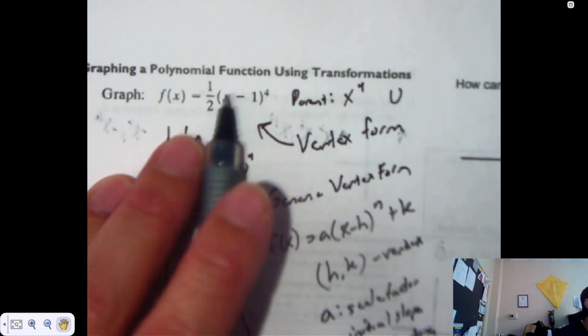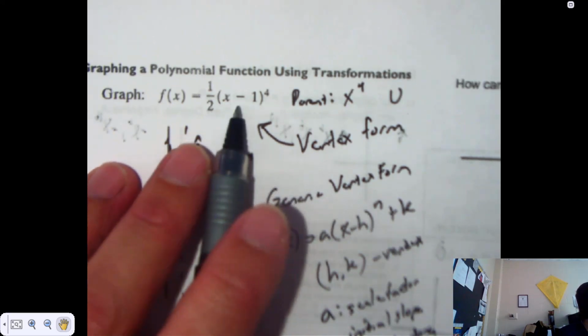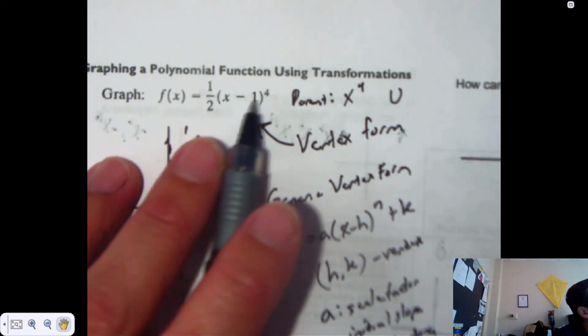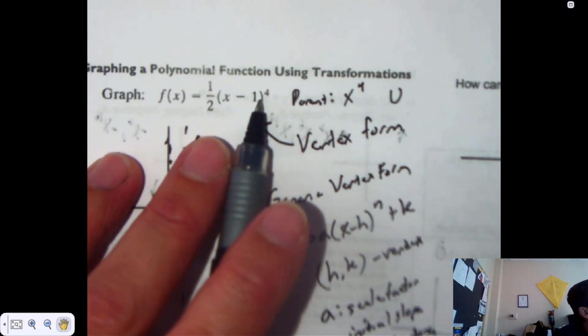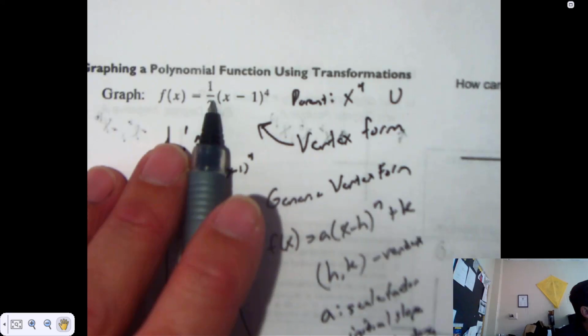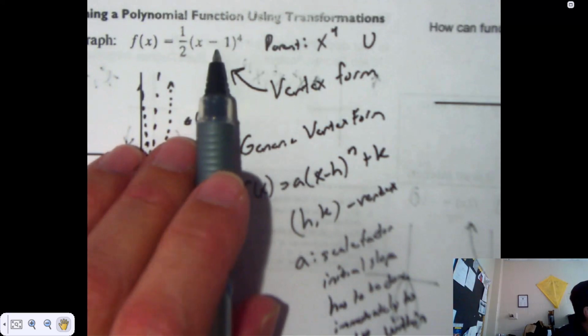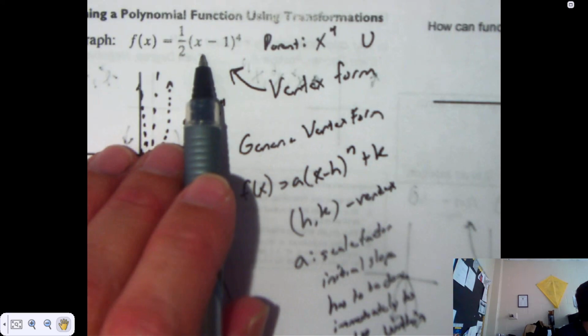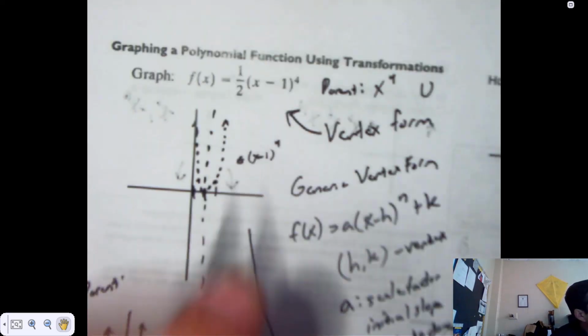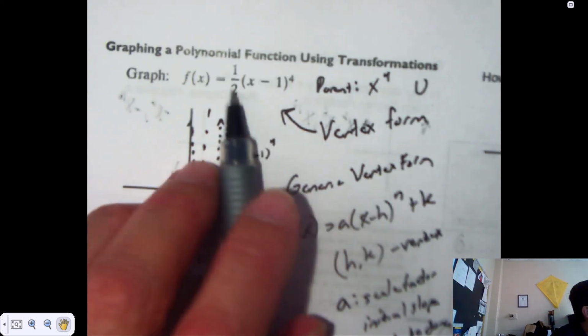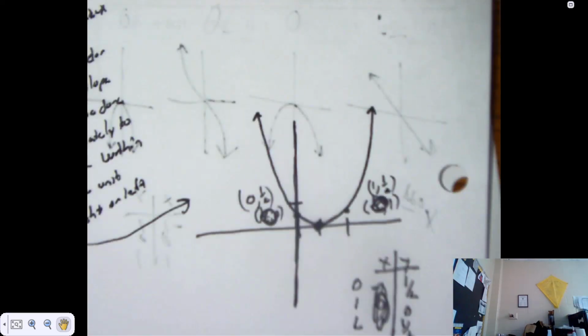You plug a 0 into that thing, you have a -1 to the 4th. What do you get? 0 minus 1 is -1. What's -1 to the 4th? 1 times a half, half. You'll get it back. You plug in 1 in here. 1 minus 1, 0. 0 to the 4th is 0 times a half. I guess you get a 0 back. Plug a 2 in here. 2 minus 1 is 1. 1 to the 4th is 1. Half of that's a half. So if you don't like the idea of that being your initial slope, you can always make little tables centered around your vertex. You'll have the rest of it.